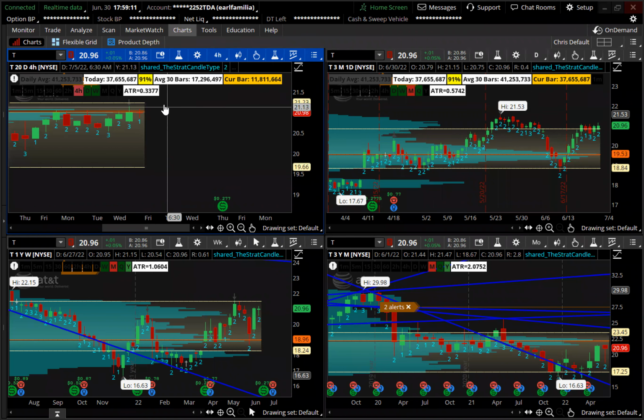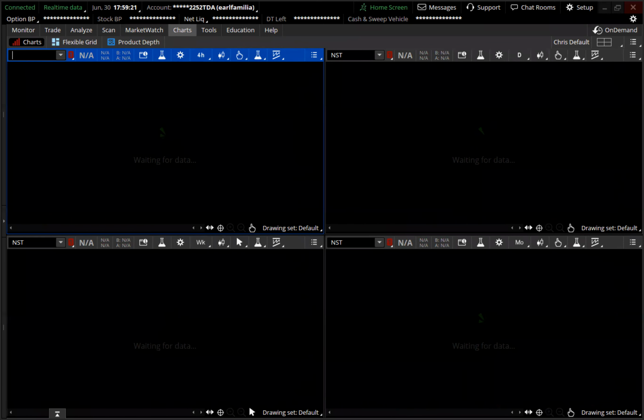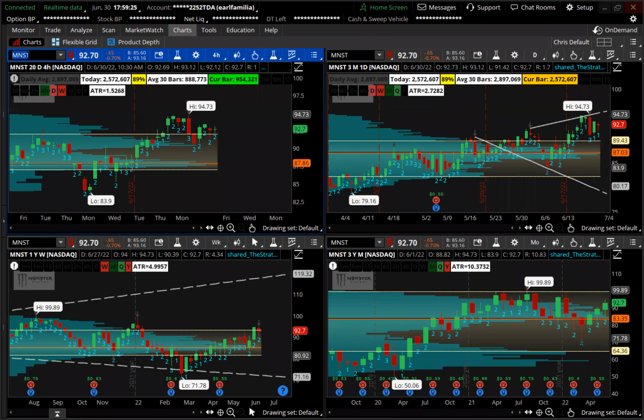That one should work. Monster's usually one that doesn't have a high amount of options volume on it, so you have to check that one. Continuation. It's got double inside days though. So you'd be looking for that entry above 93.12. Doesn't have far to go either. So that'd be one to keep your eye on, man.